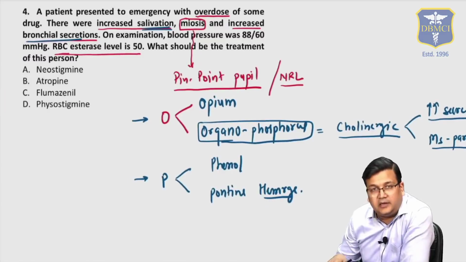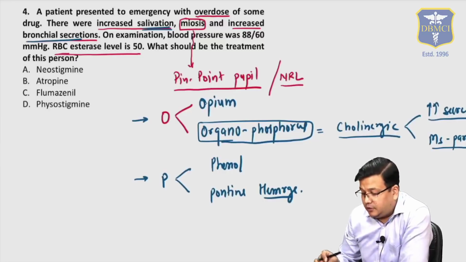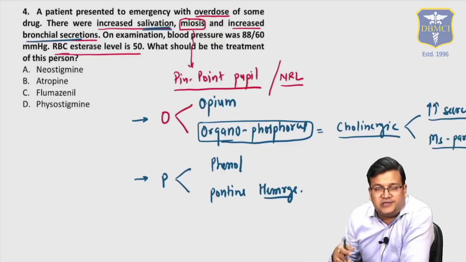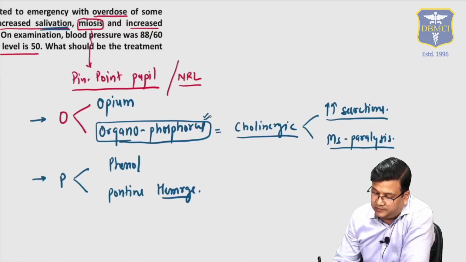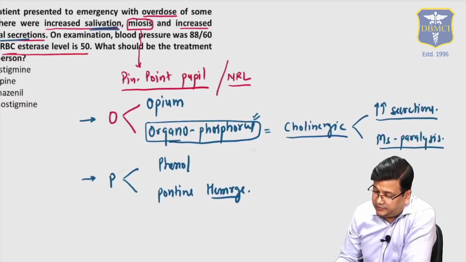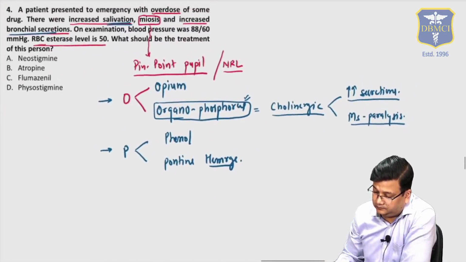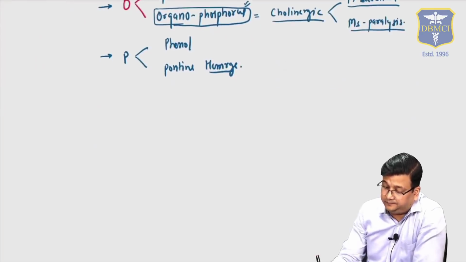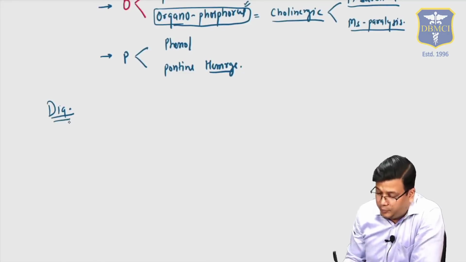First we have to make a diagnosis. So we look at pinpoint pupil, opium or organophosphorus or phenol or pontine hemorrhage. If all secretions are rising along with miosis, only OP poisoning is possible. So we have made a diagnosis that the patient is suffering with OP poisoning. Further diagnosis. How is a diagnosis of OP poisoning made?